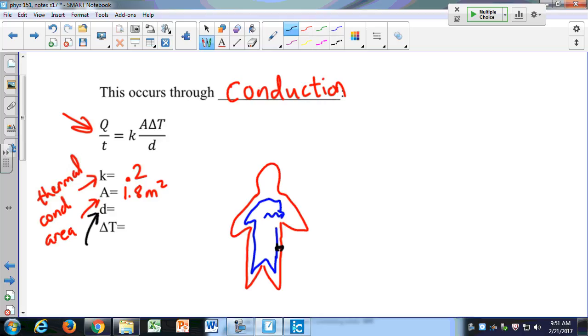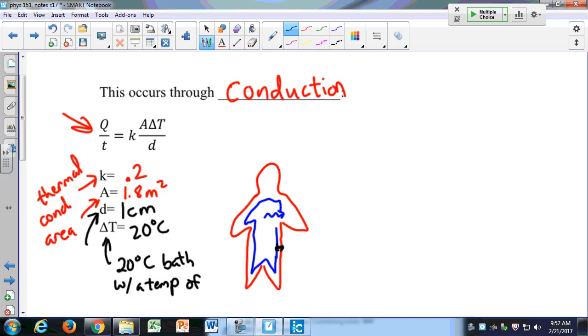What do I have here? About 1 centimeter of skin. So we'll just say that's about 1 centimeter. And our change in temperature is about 20 degrees Celsius. That is a warm person going into a cool bath. So somebody in a 20 degrees Celsius bath with a body temperature of 40 degrees Celsius.